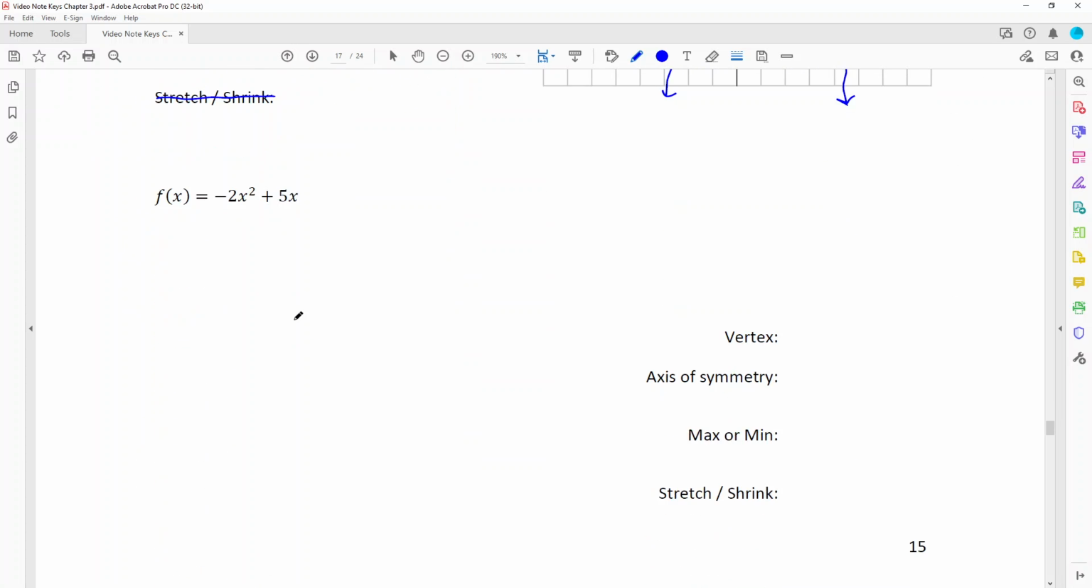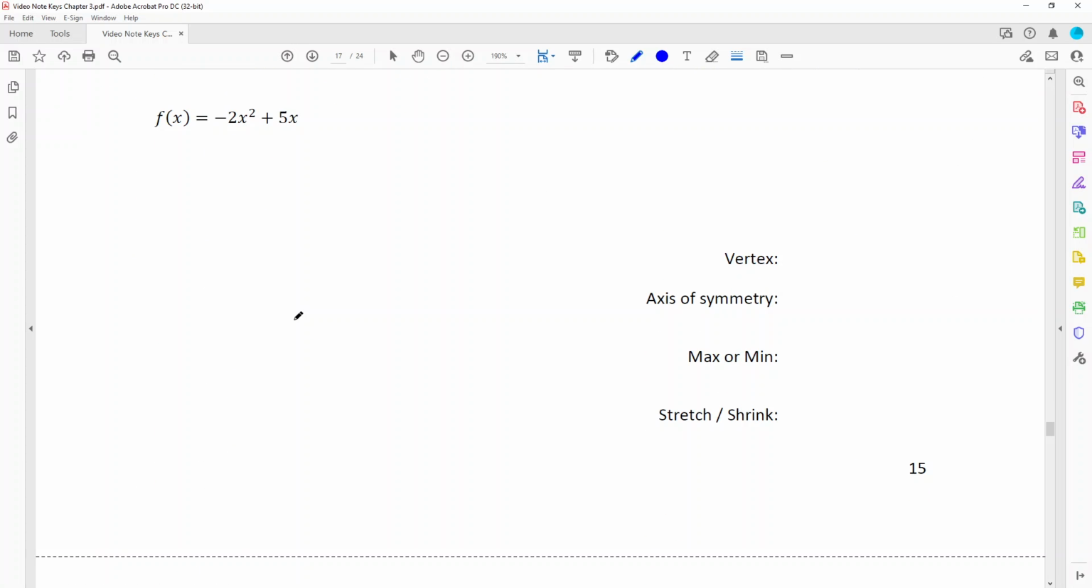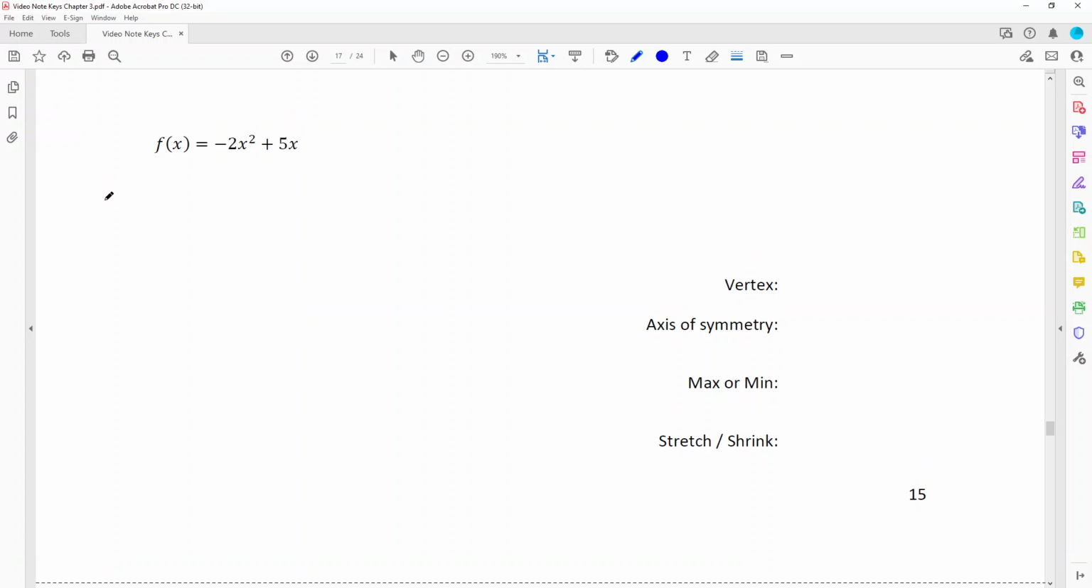All right. Last one. So this one I'm not going to get you to graph. This one I purely want you to find the vertex, the axis of symmetry, whether it's a max or min, and whether it's stretched or shrunk. So we're going to plug in the formula. So pause the video, plug in the formula.